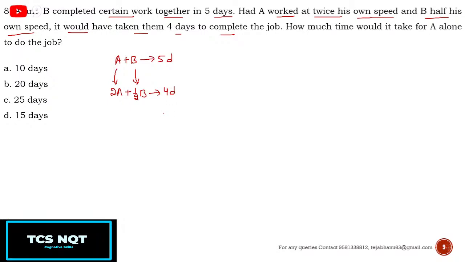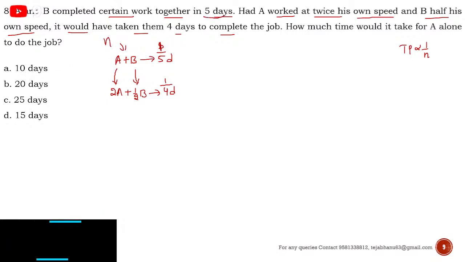Now, have a look at it. Strictly speaking, we have to take 1/4 and 1/5, because, as I told you before, the time period is inversely proportional to efficiency. As this is the efficiency, in order to convert this time period, I have to take 1 over it, so it converts into efficiency. I hope it's clear. Now, solve these both equations.